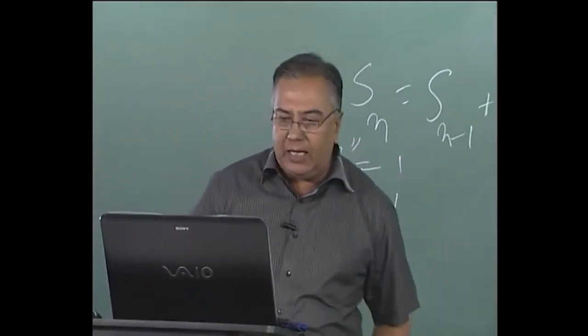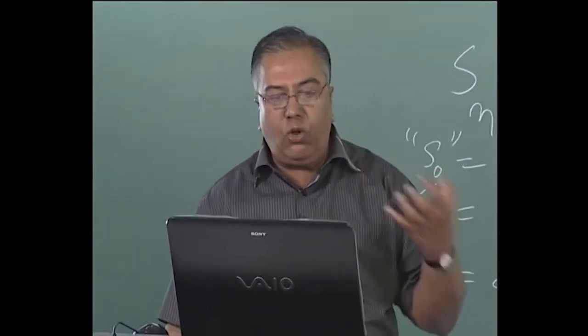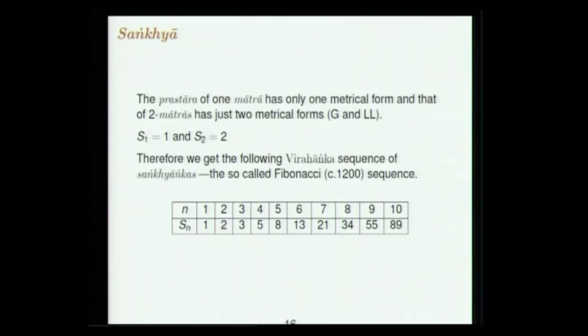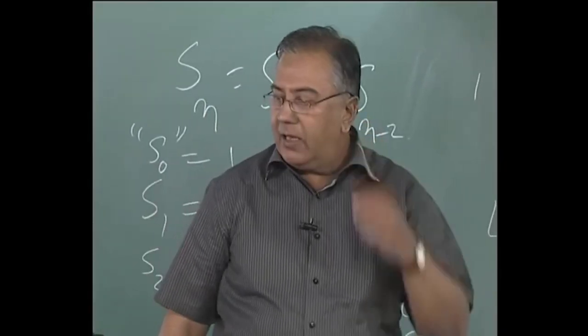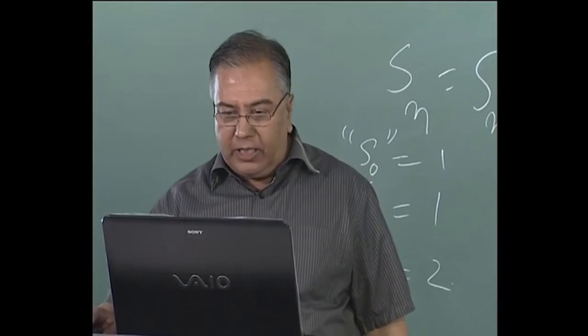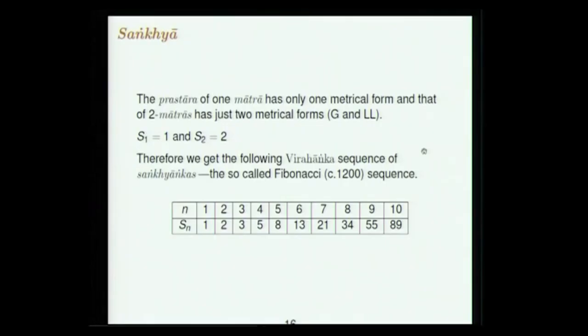And so, the sankhyankas or the number of rows in the prastara of n matras are nothing but the numbers 1, 2, 3, 5, 8, 13, 21, 34, 55, 89. The numbers you are familiar with in mathematics. These have been called the Fibonacci sequence, because Fibonacci wrote down a problem concerning rats in his book.